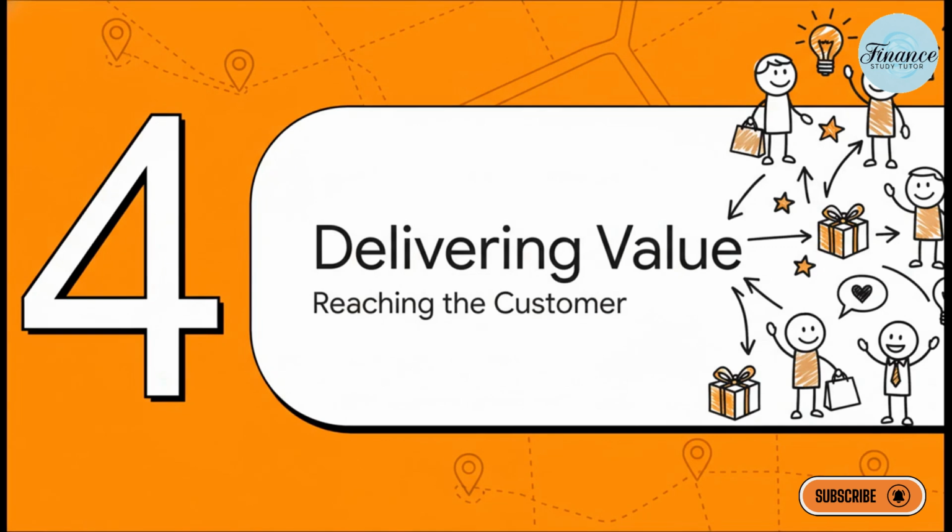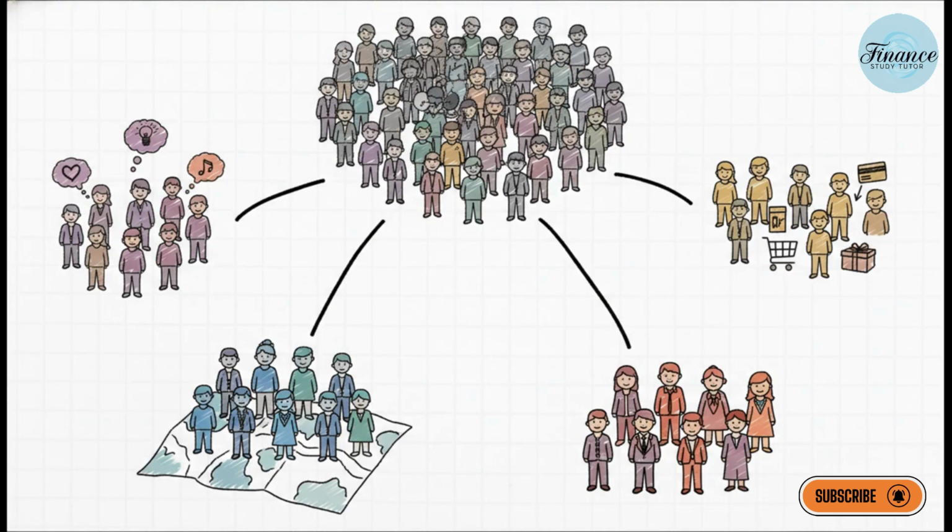All right, now let's zoom in on that right-hand side of our map. We've defined and created the value. Now it's all about step 3, actually delivering that value to our customers. A company just can't be everything to everyone. It's impossible. So to deliver value well, we have to segment the market.